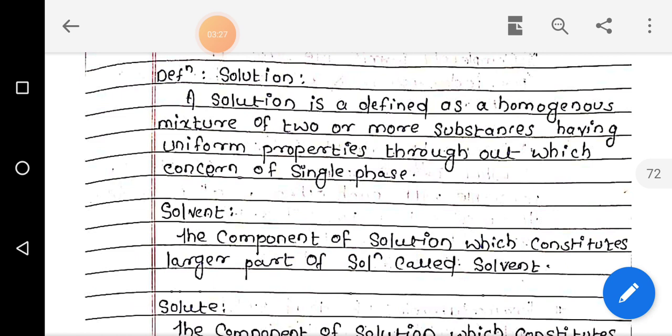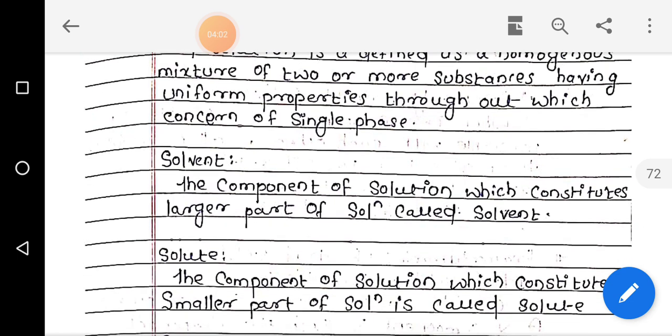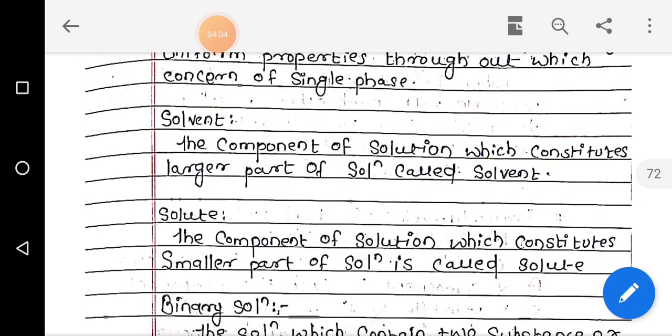So for the solution, the condition is that it is a homogeneous mixture of two or more substances having uniform properties throughout, which concerns a single phase, meaning a single phase formation should be there. So we can say it is a solution. Otherwise it cannot be a solution, it will be given other names, that is suspensions or colloidal solutions, colloidals. So for the solution it must be the single phase, that is homogeneous.